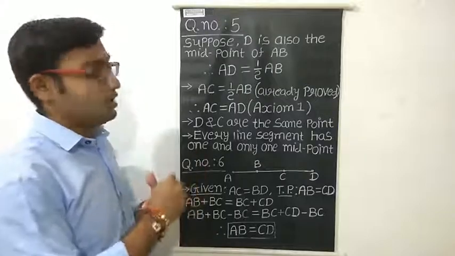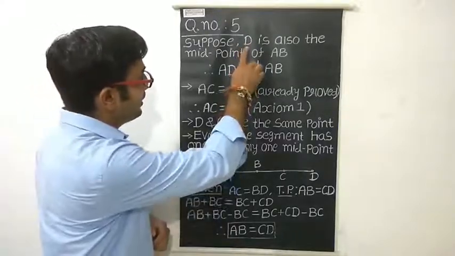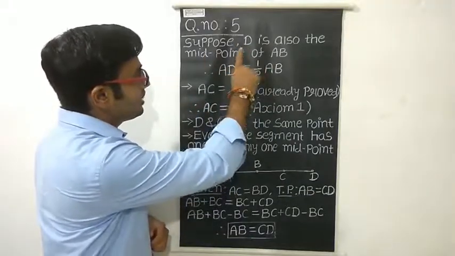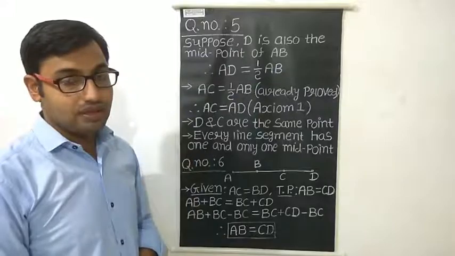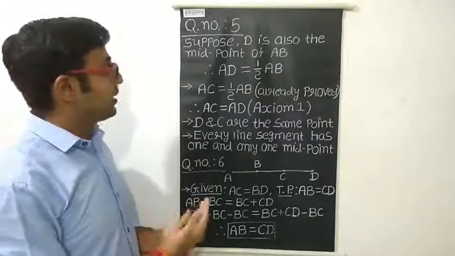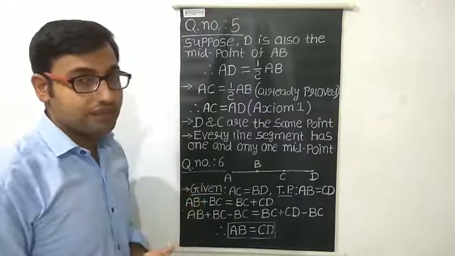Let us suppose that there are two midpoints. So one another point, let's take it as D. Suppose D is also the midpoint of AB. What we do, we suppose one another point as a midpoint of AB, right?